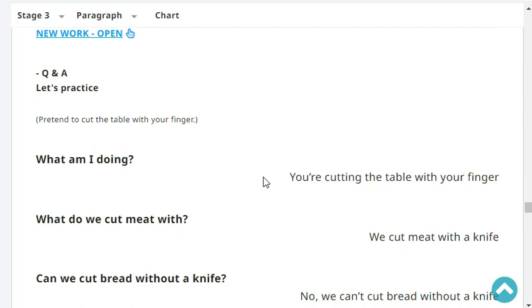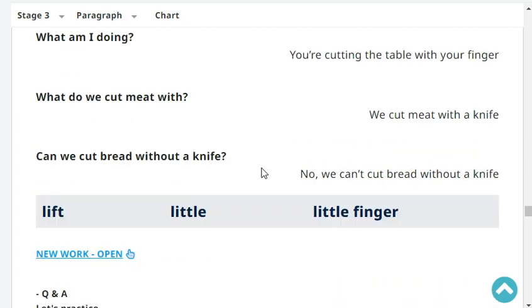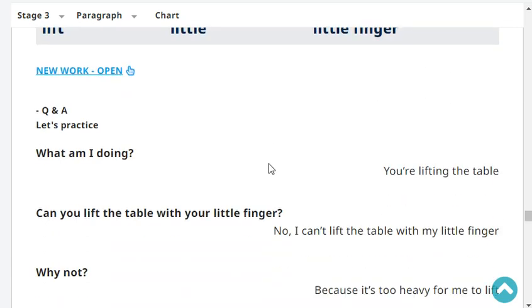Okay, next. What am I doing? You're cutting the book with your finger. What do we cut meat with? We cut the meat with a knife. Can we cut bread without a knife? No, we can't cut bread without a knife. Very good.